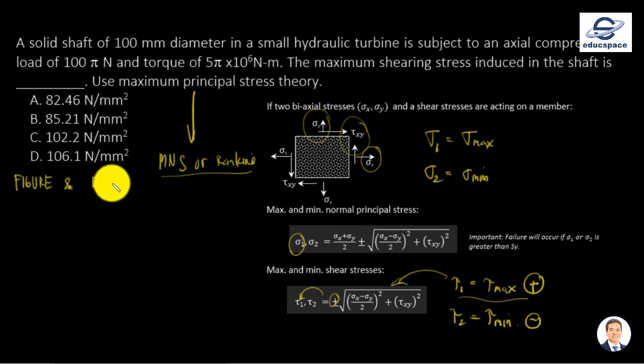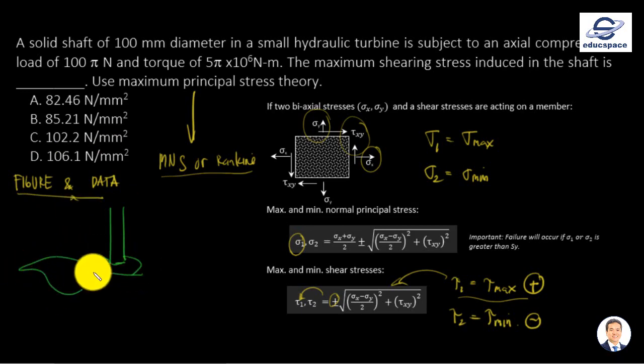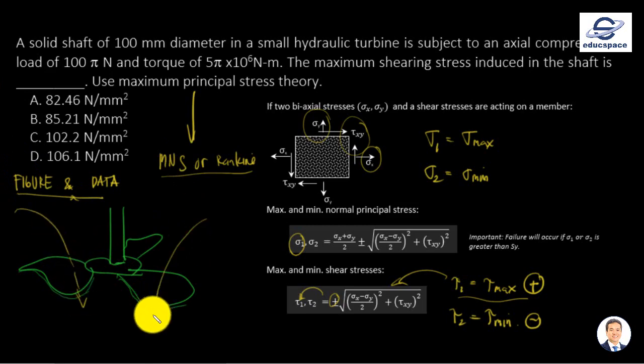Figure and data. So we have a hydraulic turbine wherein, let's take this as our shaft. At the end of the shaft we have a hydraulic turbine. So let's say this is our impeller. It can be a Kaplan turbine. So the water flows here, and this flow creates a rotational direction in our impeller and therefore in the shaft.